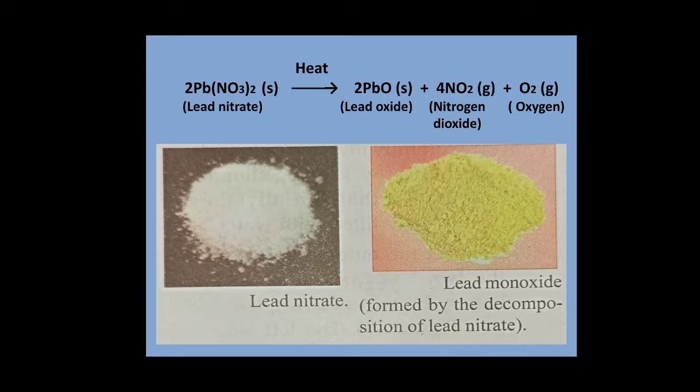After heating, lead monoxide is formed by the decomposition of lead nitrate, which is yellow in color. So after heating this lead nitrate, it will convert into lead monoxide, which is yellow in color.